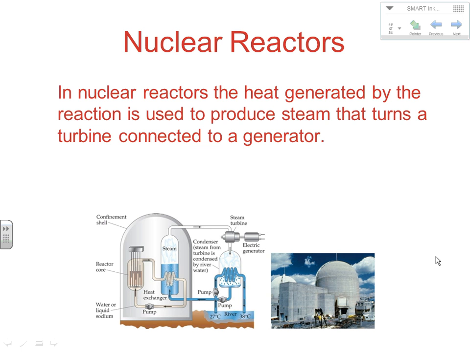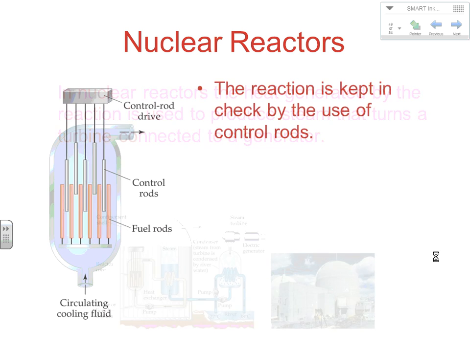Now, in nuclear reactors, the heat generated by the reaction is usually, and this is what happens at Byron, used to produce steam, and that turns a turbine. So it's basically a big steam generator. It's just that our nuclear reaction is the energy we use to make the steam.